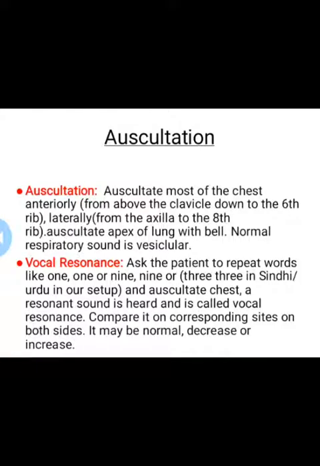Auscultate most of the chest anteriorly from the 2nd intercostal space up to the 6th intercostal space, and laterally from the axilla to the 8th intercostal space. Auscultate the apex of the lung with the bell. Normal respiratory sound is vesicular.